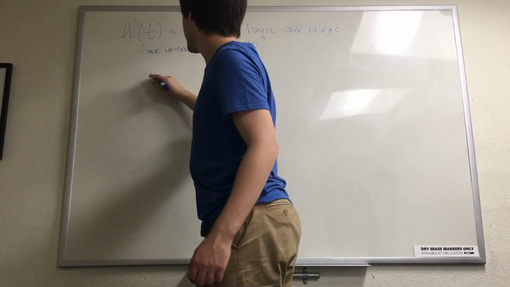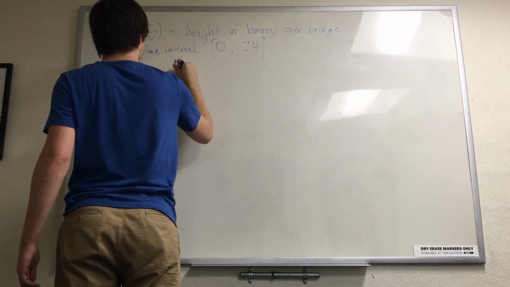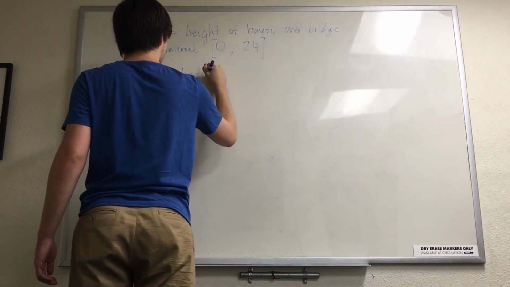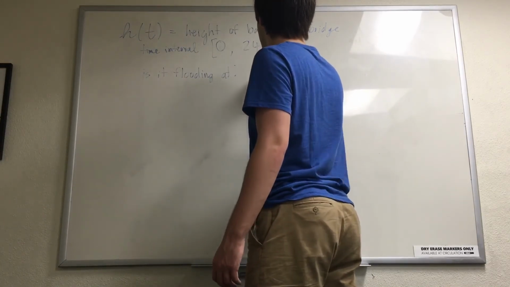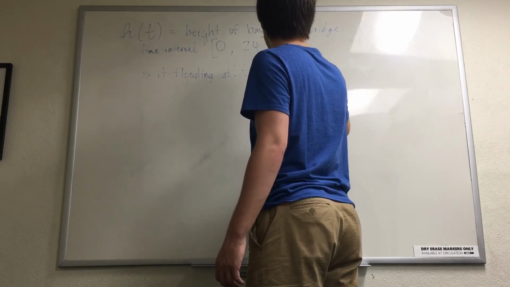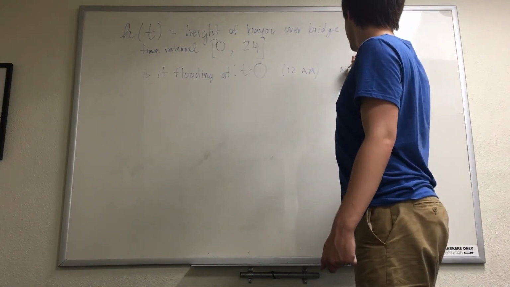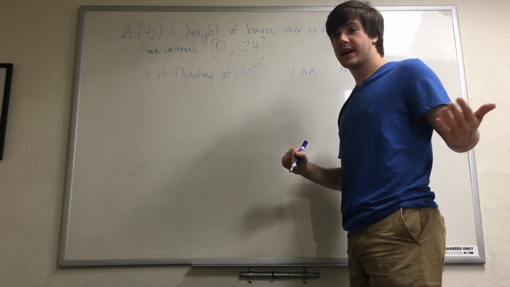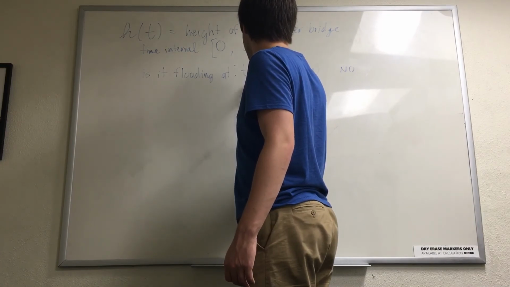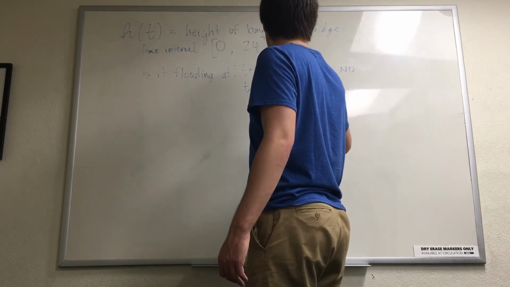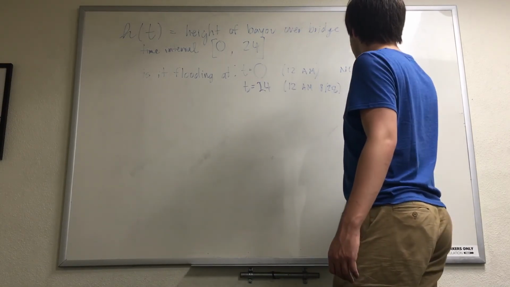I am going to start out by asking, is it flooding at t equals 0, i.e. 12 a.m.? And you get no, so I get somehow negative. Let's try t equals 24, which is 12 a.m. the next day. And it is.